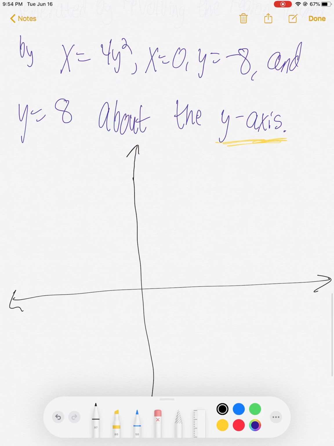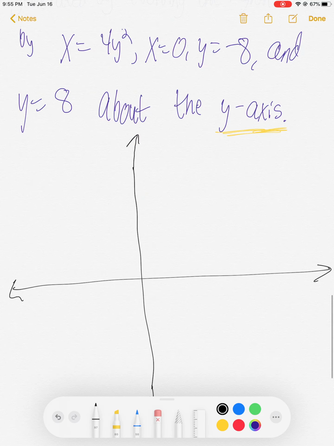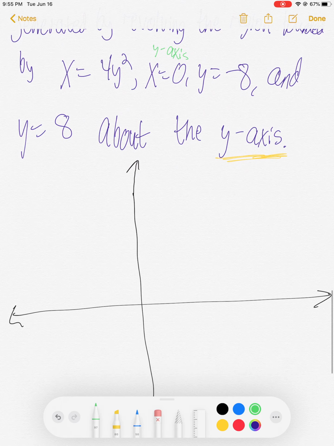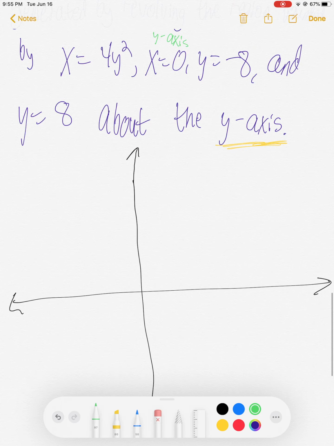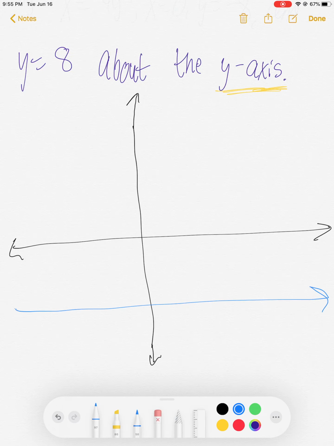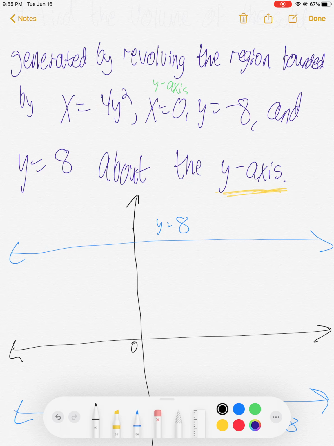Well, we have one of our bounding curves, x equals 0. This is just a fancy name for the y-axis, so I'm not going to attempt to draw that in separately. Then we have y equals minus 8 and y equals positive 8, so let's draw in y equals negative 8 and y equals positive 8. Let me go ahead and label this as the origin to be crystal clear.